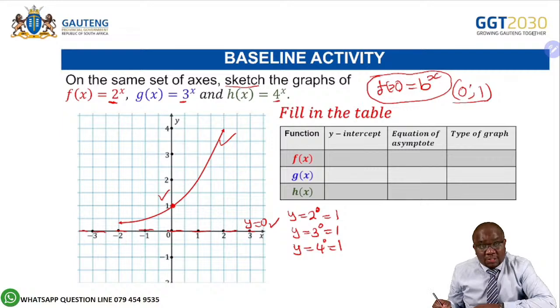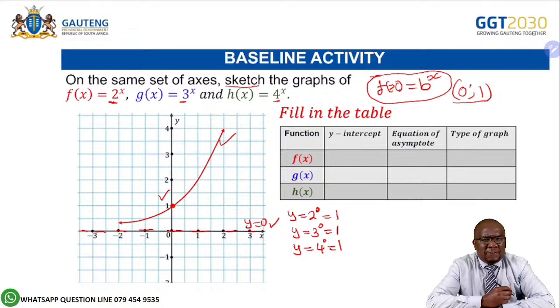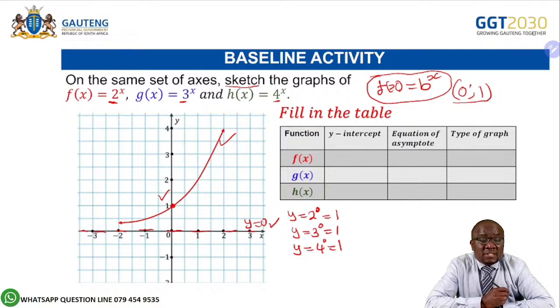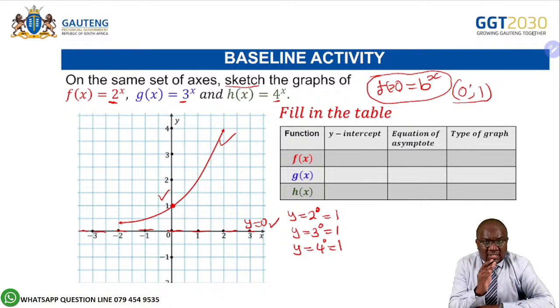Right, let's go to g of x. How is g of x going to be different from f of x now? For g of x, b is 3. As b increases, what happens to the graph? We talked about this in the previous lesson. It becomes steeper, isn't it? It moves towards the y-axis.